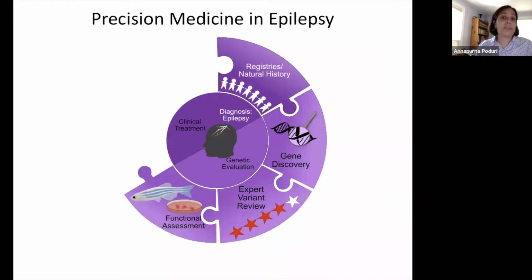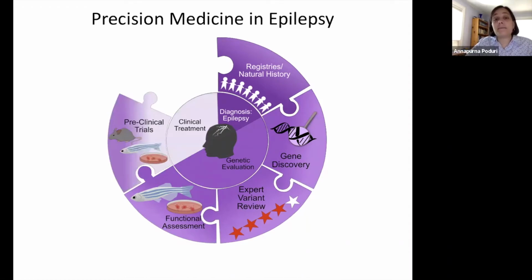Once we have a new gene or new variants in a gene, we do need models, whether they're cellular models or animal models, to be able to assess their pathogenicity. And then really before we can have precision treatment based on these genes and variants, we need preclinical data, preclinical trials to inform precision management. So that's a lot to ask.